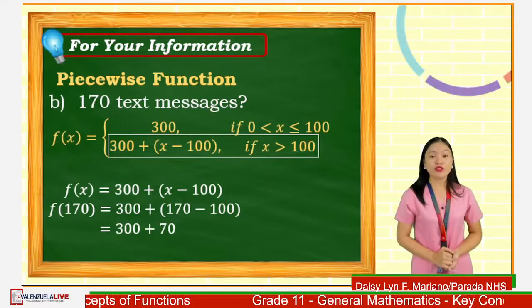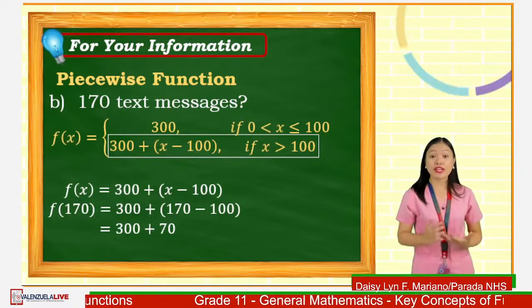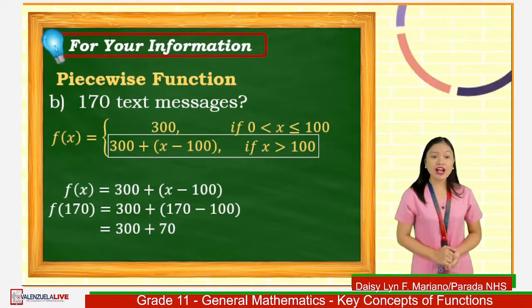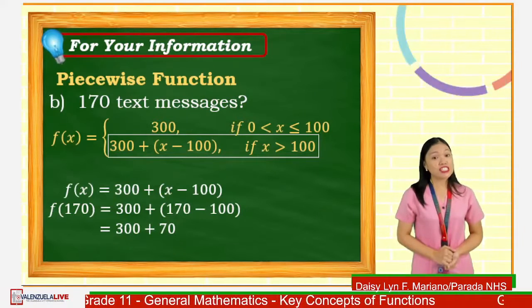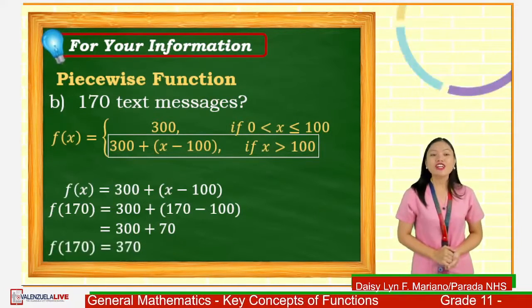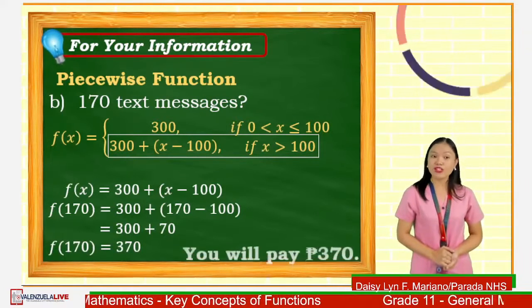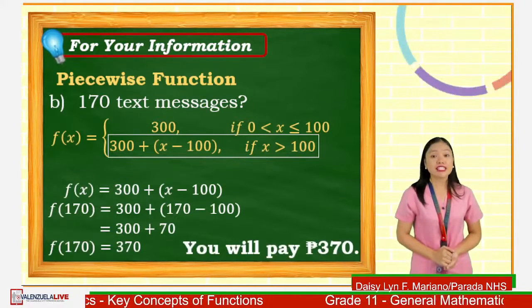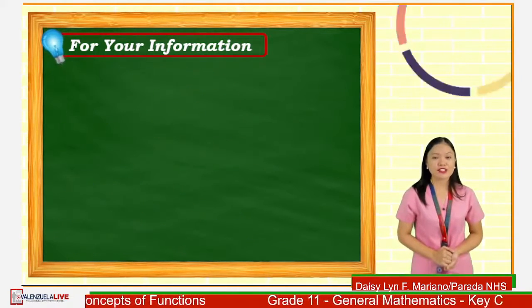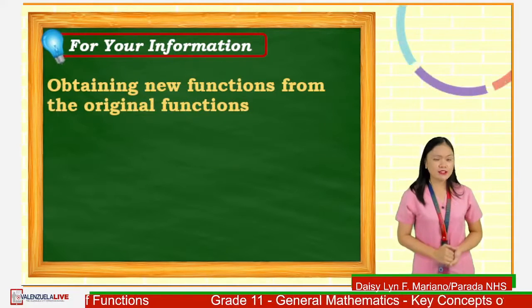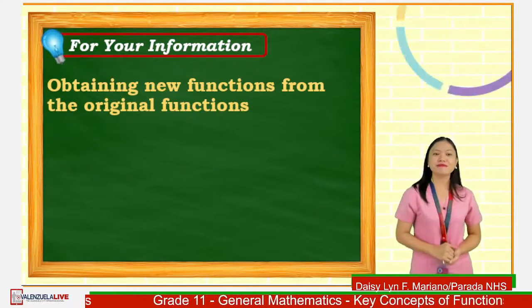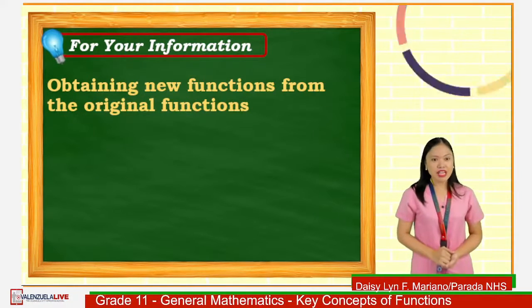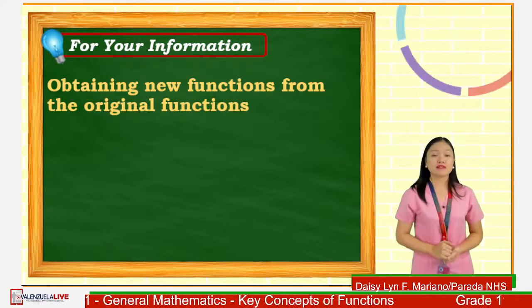170 minus 100 is 70. So we have 300 plus 70, which gives a sum of 370. So you will pay 370 pesos. Did you get the same answers? Good job! Now, I want you to think of this question.